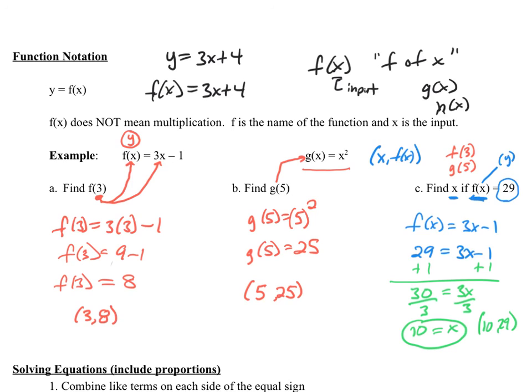Okay, so looking at examples A and B, if there's a number in parentheses, that's the input. You put that into the equation for the variable and solve it. If I'm asked to find x, or the input, given the output, I simply plug in the output and solve the equation for the input.